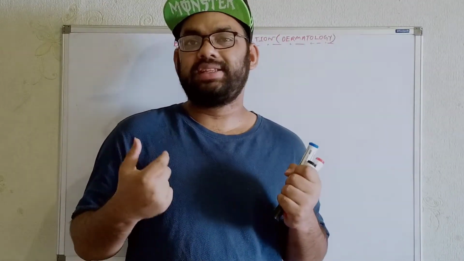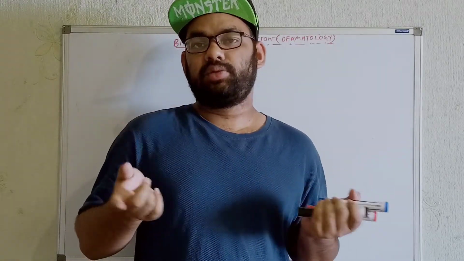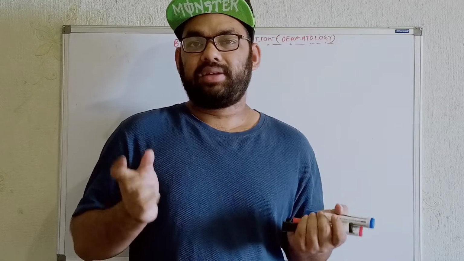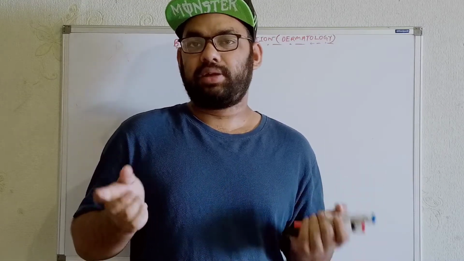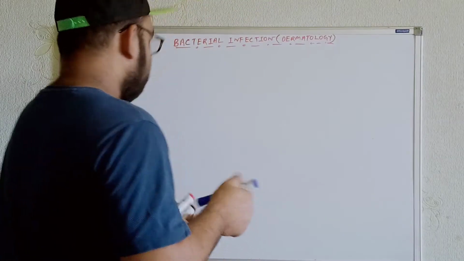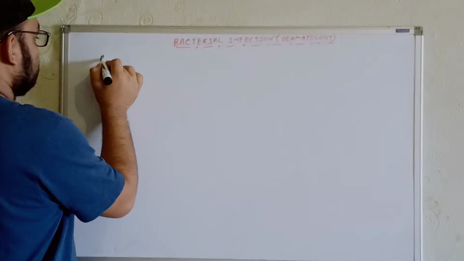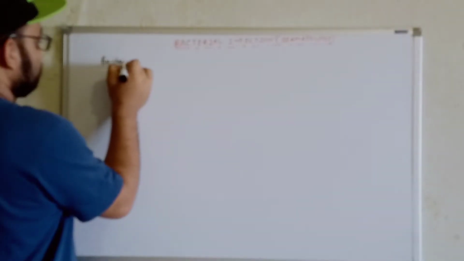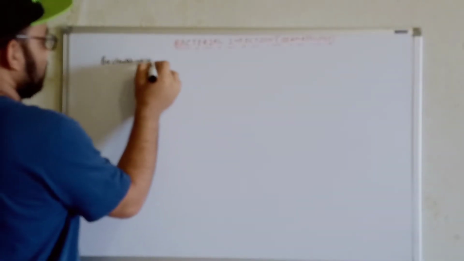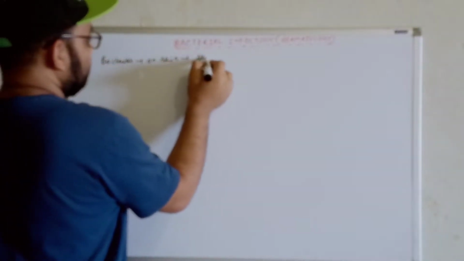Now we can classify the bacteria in two ways. There are some bacteria that are pathogenic, and there are some bacteria that are just known as commensals, so they are non-pathogenic. So let's write it over here. First we'll get the skin flora. The bacteria on the skin are regarded as skin flora.